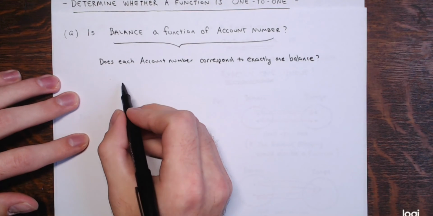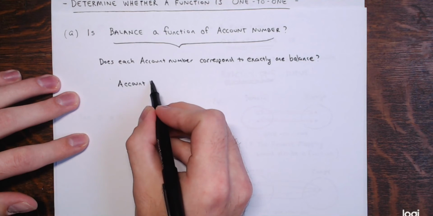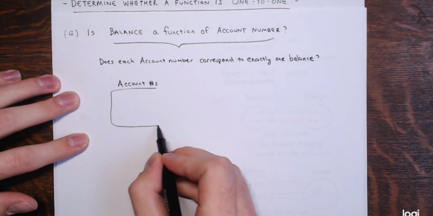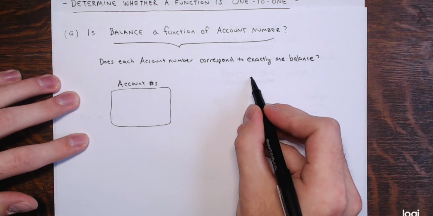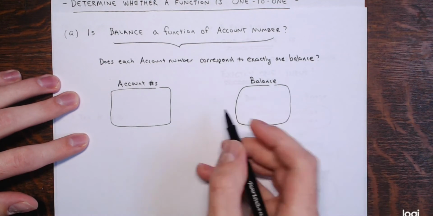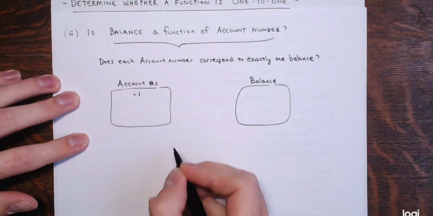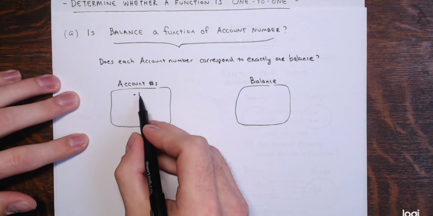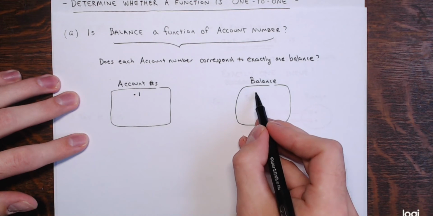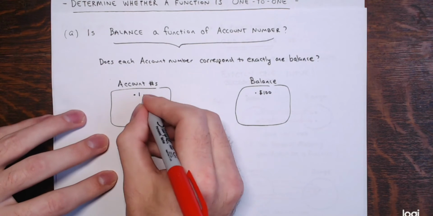So say I have account numbers over here, right? And then balances over here. Now I'm just going to do some simple numbers. I know usually account numbers have many digits. I'll just say account number 1, and you go to person number 1's account number 1, and they have $100 in there. All right, so there's one correspondence.